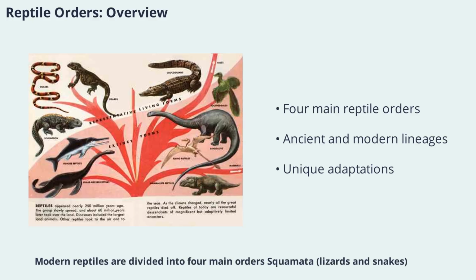Modern reptiles are divided into four main orders: Squamata, lizards and snakes; Crocodilia, crocodiles and alligators; Testudines or Chelonia, turtles; and Rhynchocephalia, tuataras. Each order represents a unique evolutionary path with specialized adaptations for survival. Squamates are the most diverse, while crocodilians and turtles have ancient lineages.